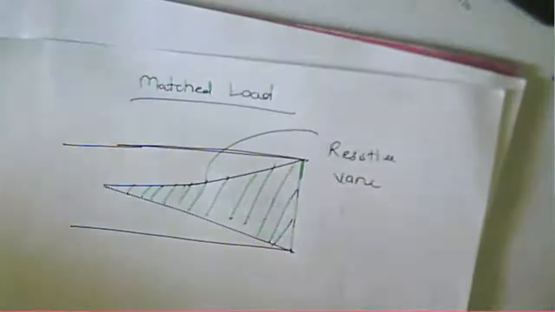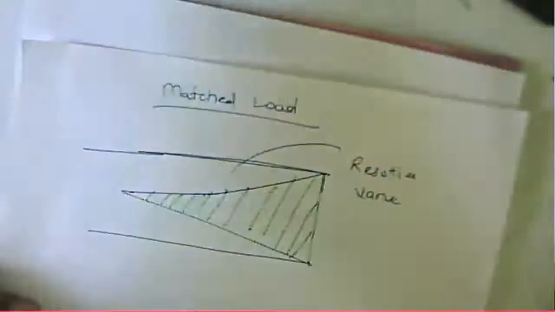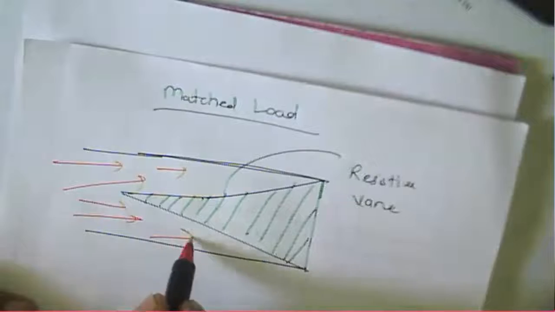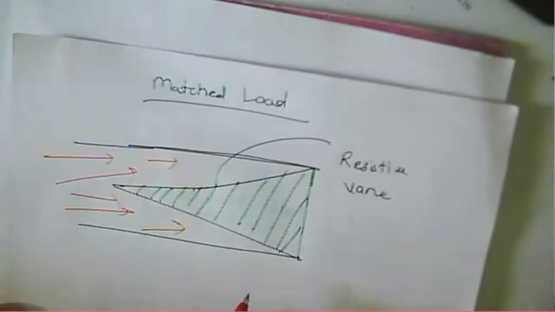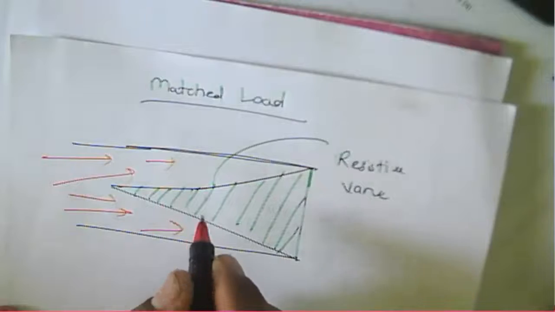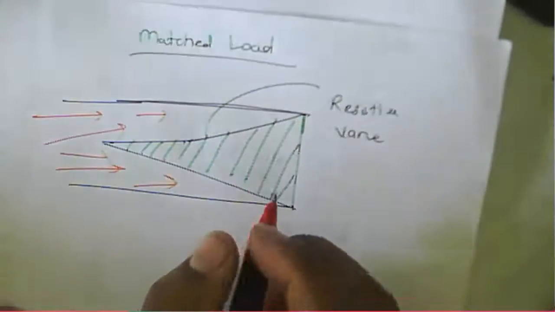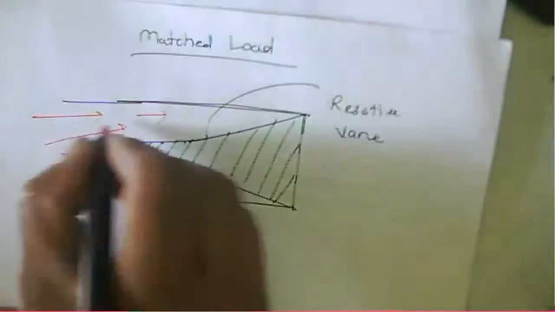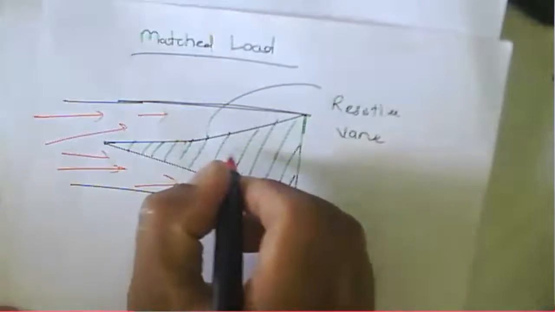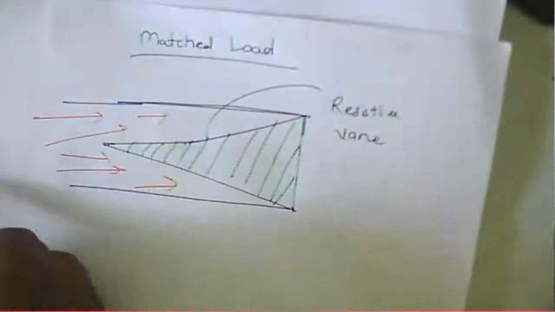Okay, resistive vane. This is what happens when your signal reaches this particular obstacle. It will absorb all the power at this particular end, where a standing wave would otherwise occur, and that's why it absorbs everything. That is called a match load. So the resistive vane absorbs the power at this end, and there won't be any reflection coming from this match load.